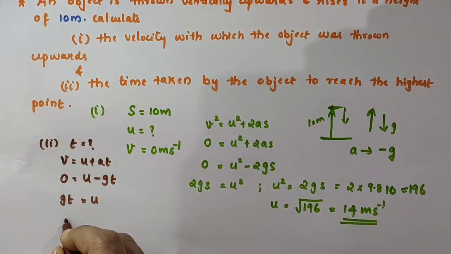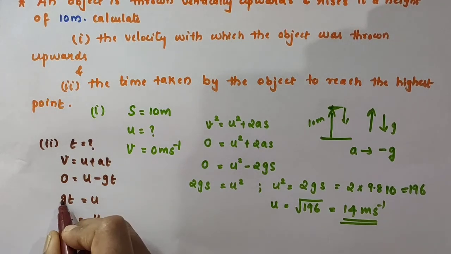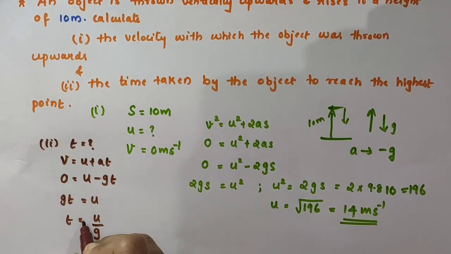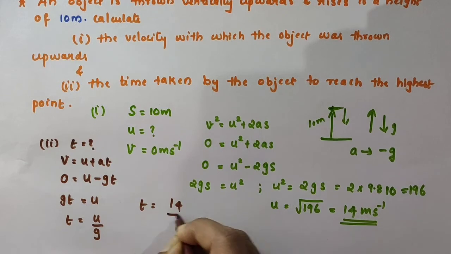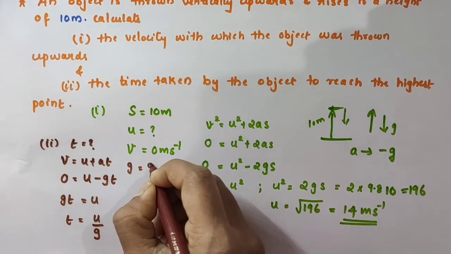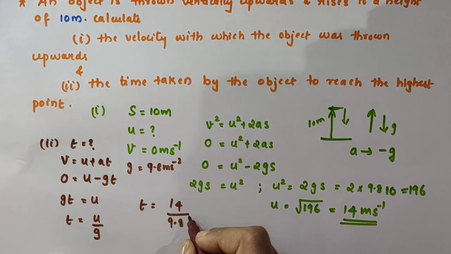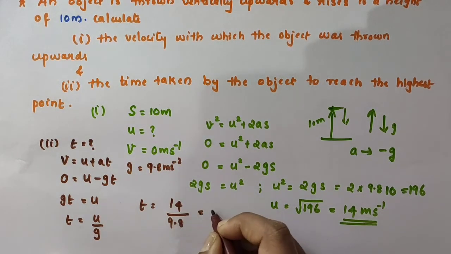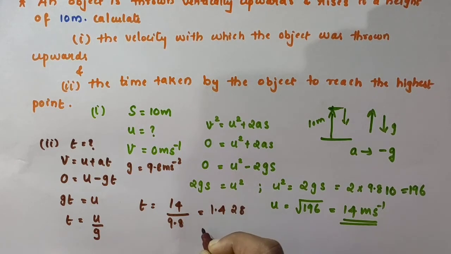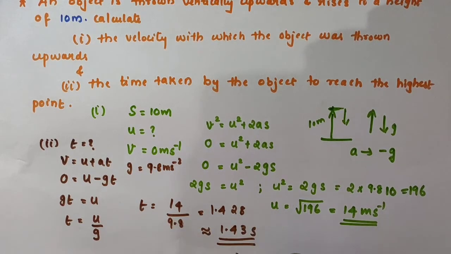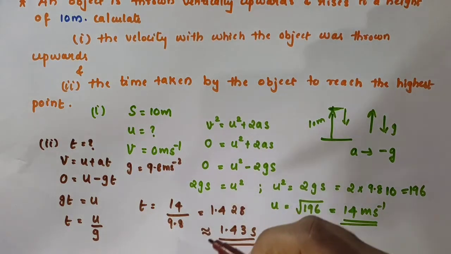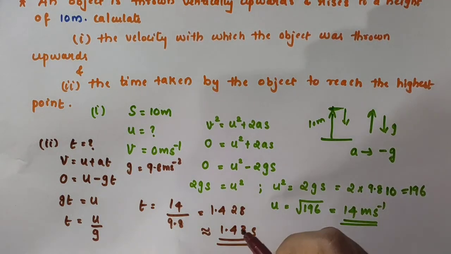We want to calculate t. So t is equal to u, and taking this g to this side, it goes to the denominator. So we can write t is equal to u by g. So t is equal to 14 divided by g, and we are considering the g value as 9.8 meter second raised to minus 2. While doing this calculation, you will get the value 1.428, so you can approximately take this as 1.43. This is time, so the unit is second. So the time taken by the object to reach the highest point is 1.43 seconds.